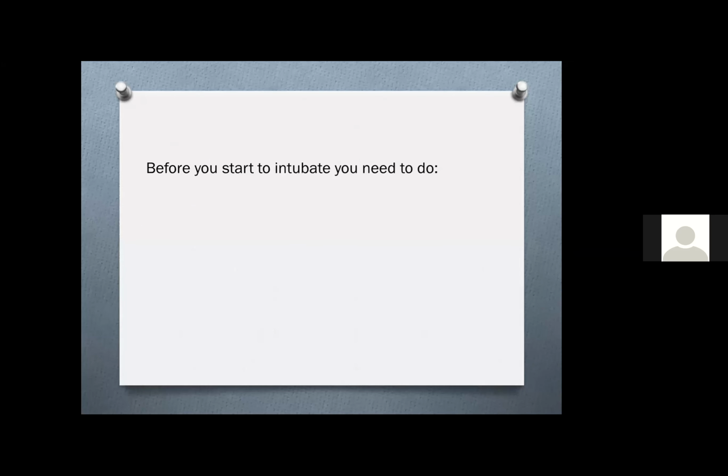Now, I understand that I need to think about what I have to do before intubation. So what will my checkpoints be? I need to assess the airway. I need to arrange senior help. If you are a trainee or a specialist or you do not have enough experience, please call in advance somebody that has the experience to help you out.